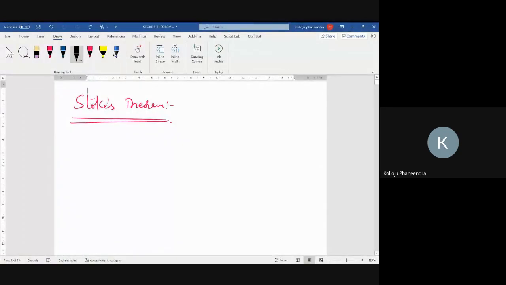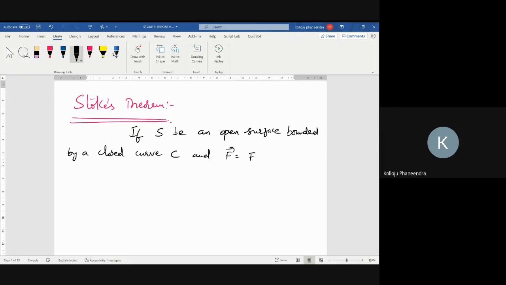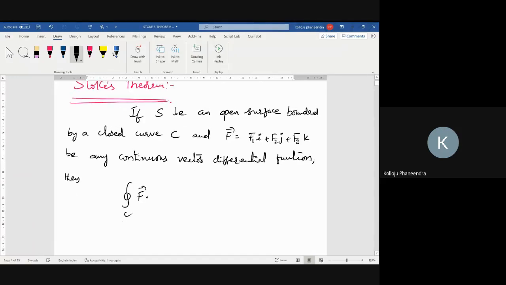The statement of Stokes theorem is: if S is an open surface bounded by a closed curve C, and F bar equal to F1 i plus F2 j plus F3 k is any continuous, differentiable vector function, then the circulation over C of F bar dot dr bar.